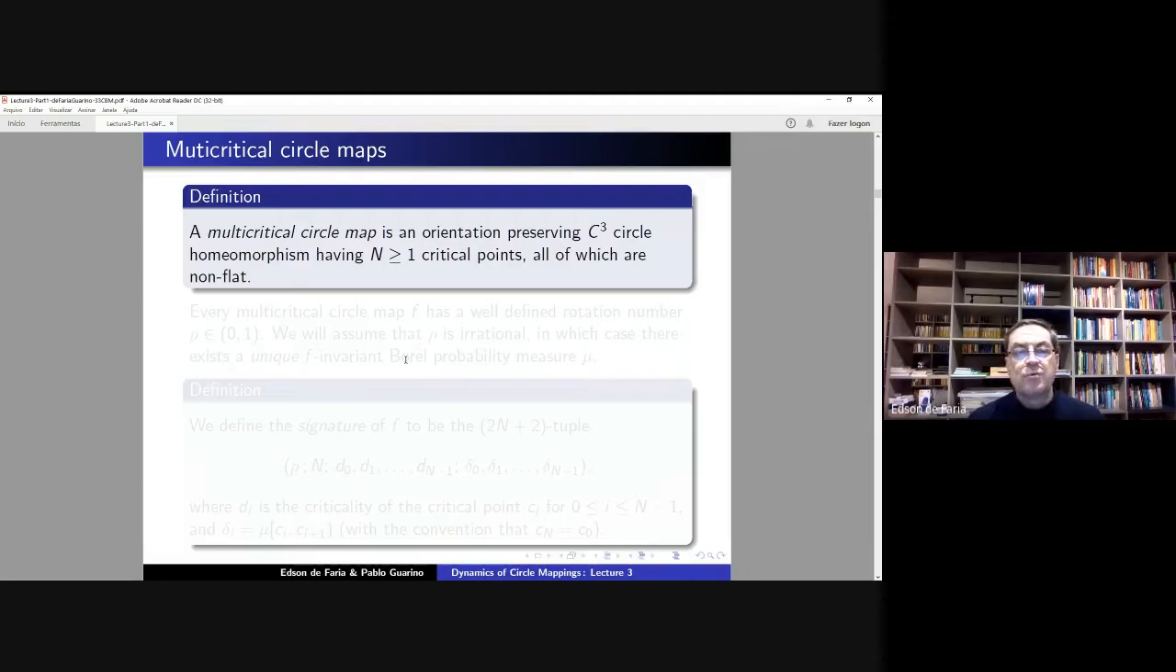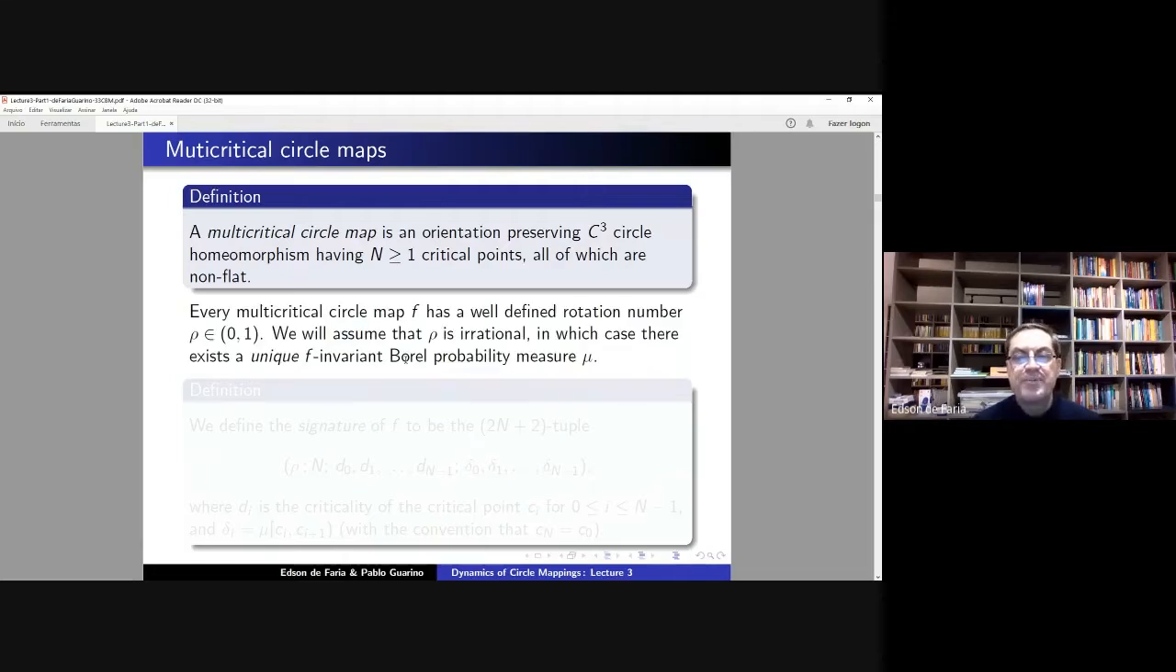So what is a multi-critical circle map? A multi-critical circle map is just an orientation-preserving homeomorphism of the circle with a certain smoothness. We assume it to be at least C3 for reasons that will become clear later. And all of its critical points have to be non-flat, okay? Now, because they are homeomorphisms, of course, multi-critical circle maps have well-defined rotation numbers. Well, it's written there that the rotation number varies strictly between 0 and 1, but that's not true. It varies from 0 to 1. It could be 0 as well. Okay, so the interval which is written as open there should be half open.